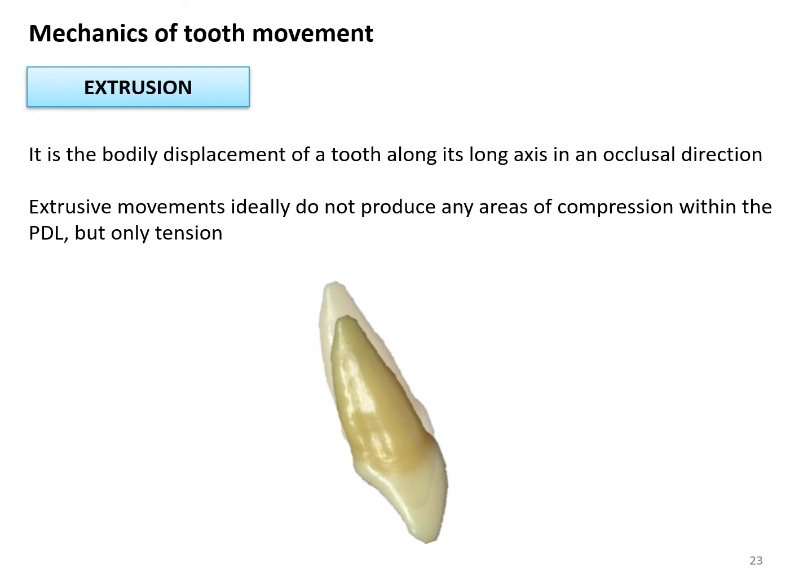Okay, the next tooth movement we will learn about is extrusion. So what is extrusion? It is the bodily displacement of a tooth along its long axis in an occlusal direction. Okay, movement or bodily displacement of a tooth in an occlusal direction is known as extrusion. So extrusion movements ideally do not produce any areas of compression within the periodontal ligament. However, there will be areas of tension because it is stretching the periodontal apparatus.